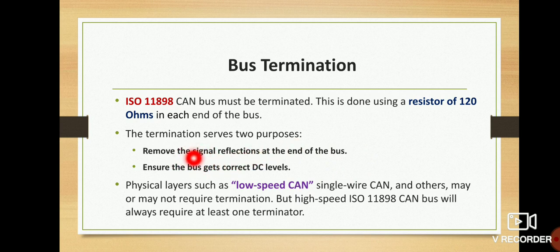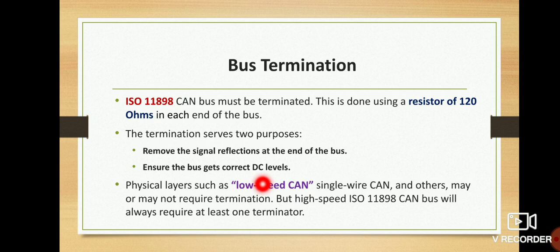So this is the purpose. It removes the signal reflection at the end of the bus, and then it ensures the bus gets the correct DC level, that is, the correct message. If there is any problem in these, then the signals may be corrupted, or there may be error signals, and so on. So these are the two main purposes.